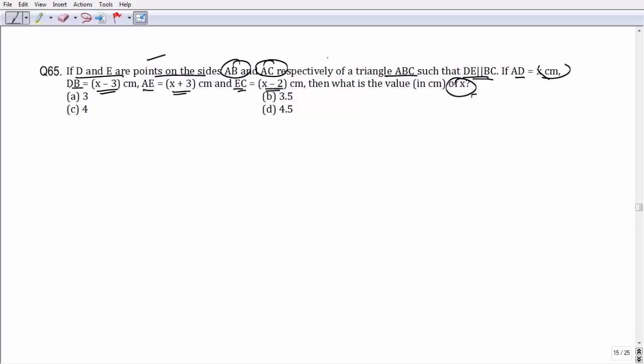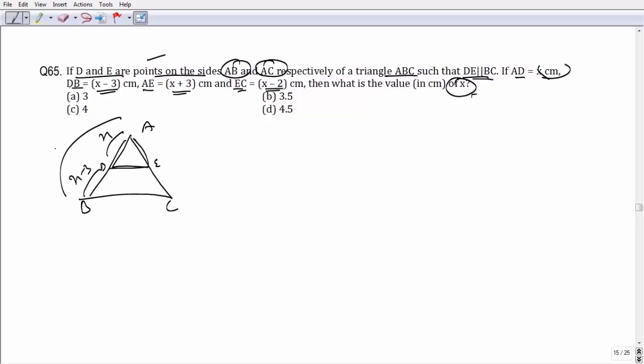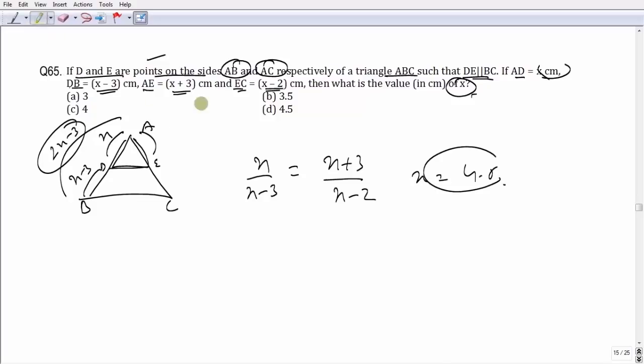Now, talking about the two triangles being similar, because we know that whenever two sides of a triangle are parallel, then the two make a similar triangle with a common vertex. And with that view, we have been given that this length is x and this one is x minus 3, which makes this value 2x minus 3, or we don't even need this. We can even say that x by x minus 3 should be equal to x plus 3, that is the value of AE, divided by x minus 2. And from here the value of x will turn out to be 4.5, leaving behind option number D as your answer.